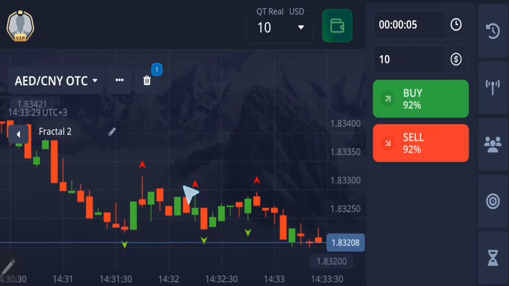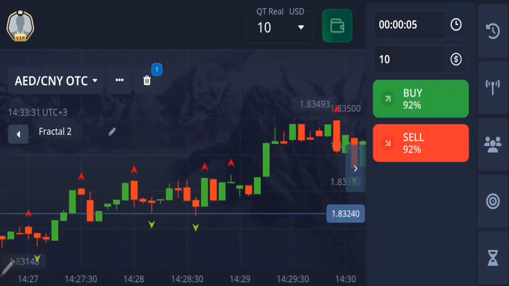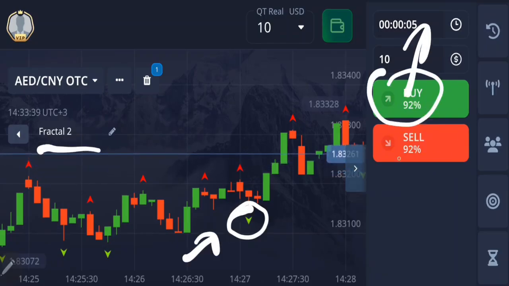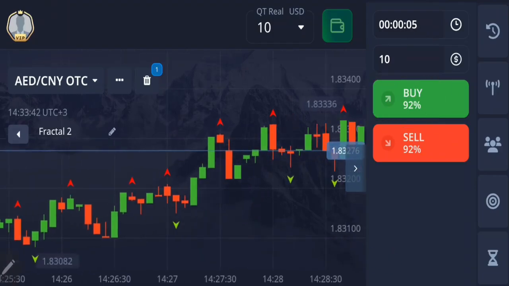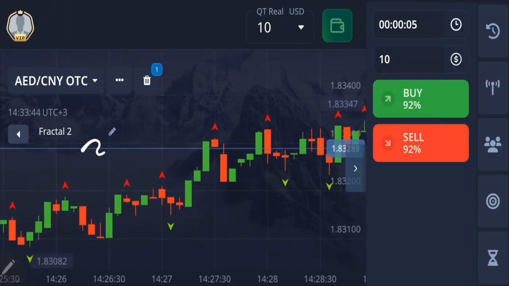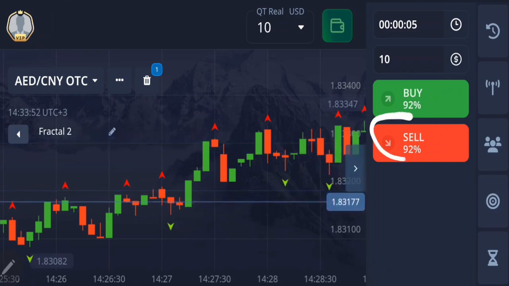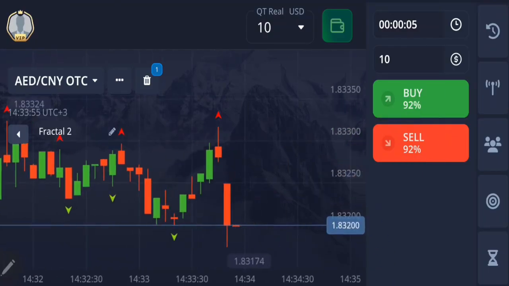this fractal indicator. Now take a closer look at the chart. When there's a green arrow on fractal indicator, like this, we need to buy a call option. In other words, we press this green buy button. And there's also an opposite situation. When there's a red arrow on fractal, we should buy a put option. In other words, we press this red sell button. There it is. As you can see, that's about it. No big deal at all.